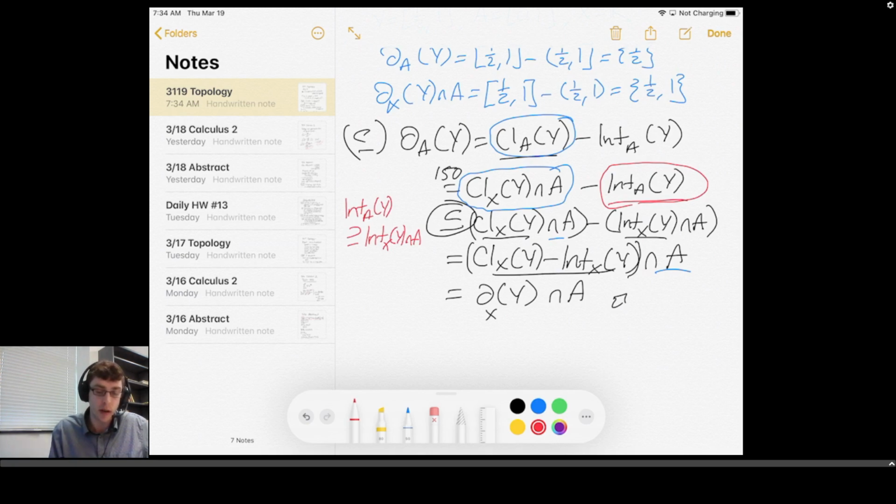And so that's why this thing is now smaller or at most the same size as this guy when I replace the interior of Y in A with the interior of Y in X intersect A. And so then the last step here, because this one's just direct substitution. Oh, sorry, question?